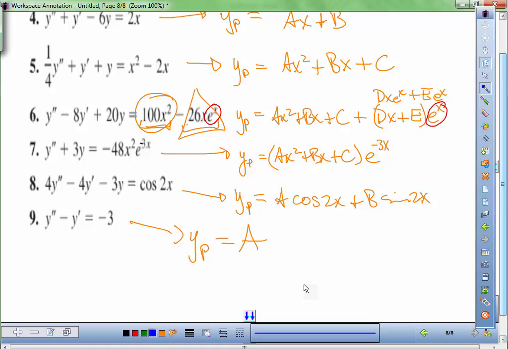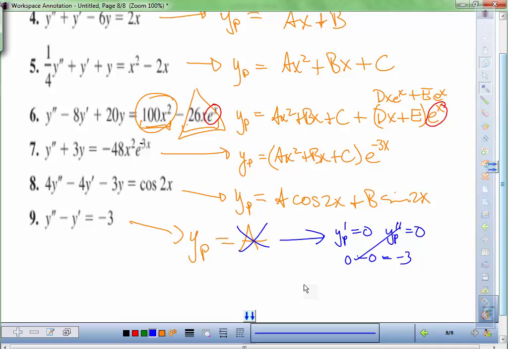So if you were to have gone with this, you would have had yp prime is equal to 0, yp double prime is equal to 0. So if you were to plug that into the equation to check, 0 minus 0 is equal to negative 3, and a didn't even pop up. So that is a good point. This won't work. And so our second attempt at yp is multiplied by x. Seems to be the general thing to do, right? If something doesn't work, just add an x to it.